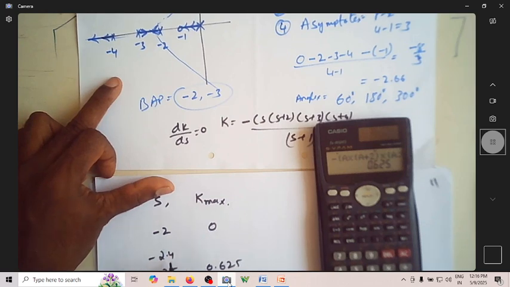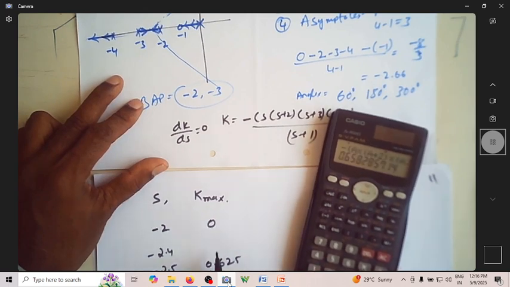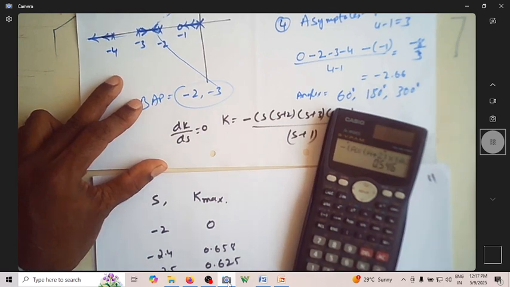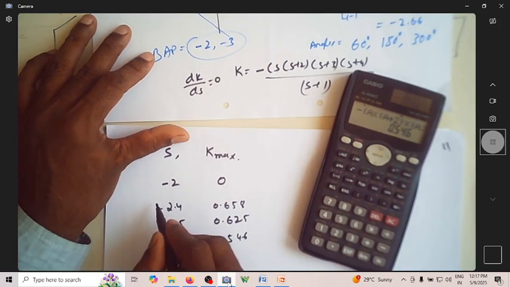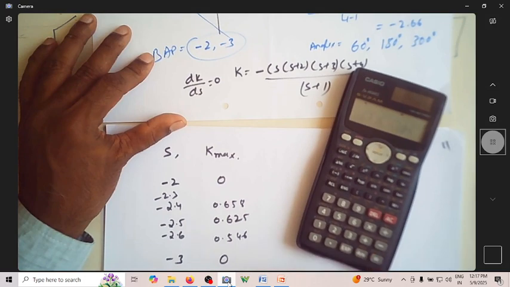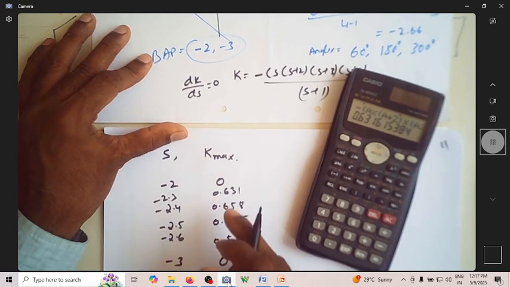Let us give minus 2.4. Calculate minus 2.4. You can see now it has become 0.658. Let me give minus 2.6, on either side of 2.5. It is minus 2.6. Can you see now it has become 0.546. Now since the value of k is increasing towards a lower value, let me give minus 2.3. It is minus 2.3, so it is 0.631. So it is further reduced.